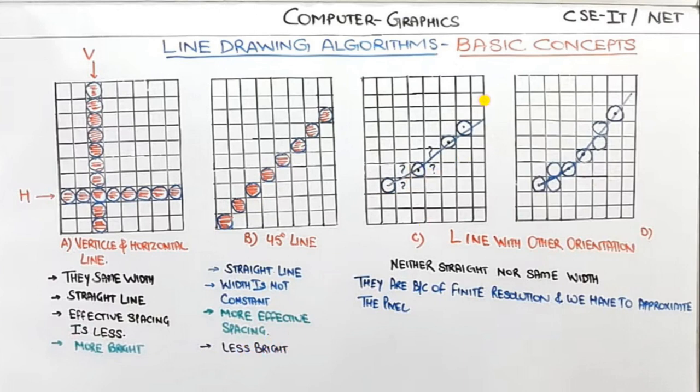So what about here? These are the other two screens. A line with another orientation: you can see here one pixel is there, here one pixel, here one pixel, here one pixel. So the line is going like this. In between these two pixels the line is going, two grids are there.